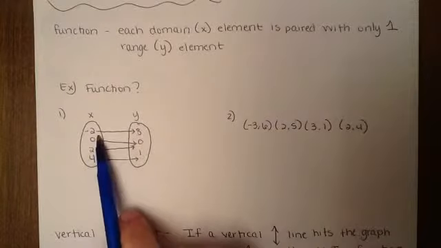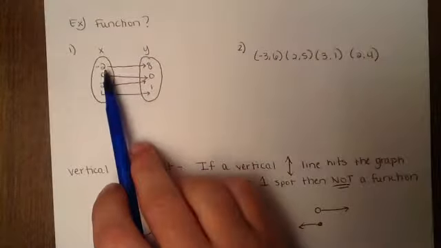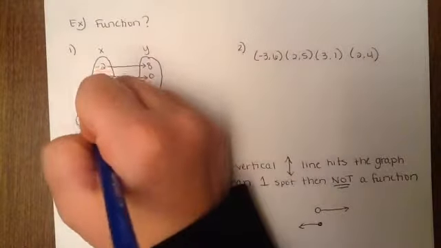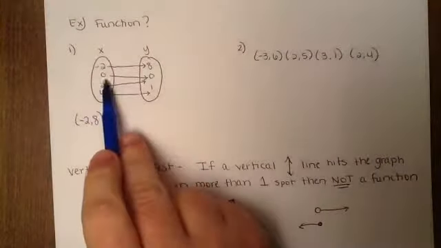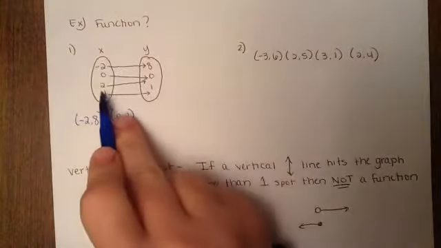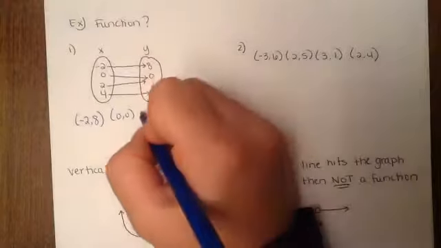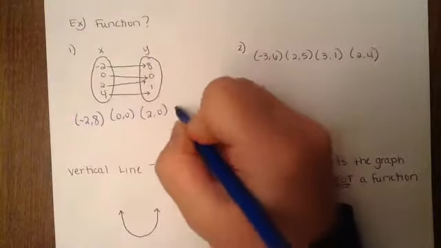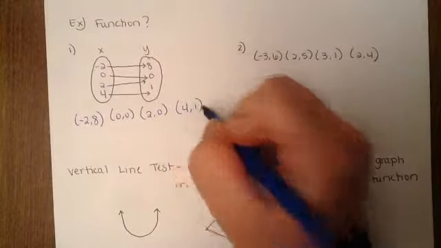So when I look at this first example, I'm going to list these points. This is the point -2, 8. Then this is what point? 0, 0. This is the point 2, 0. And this is the point 4, 1.